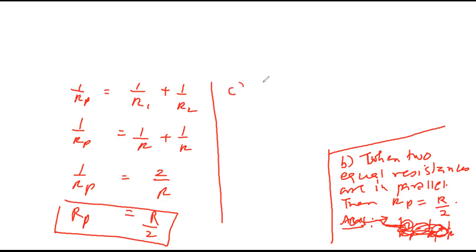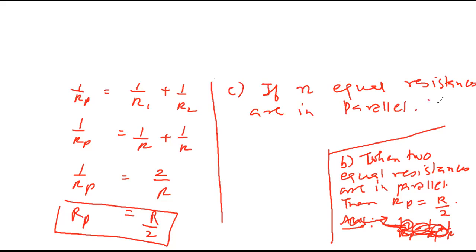See, if N equal resistances are in parallel, then Rp equals R upon N. So 2 equal in parallel, R by 2. 3 equal in parallel, you will get R by 3. 4 equal in parallel, R by 4. N equal in parallel, R by N.